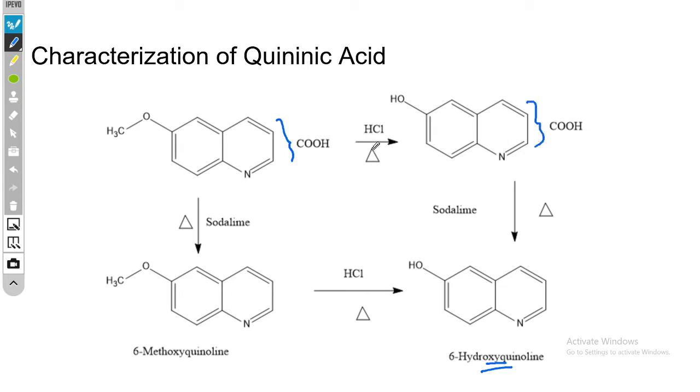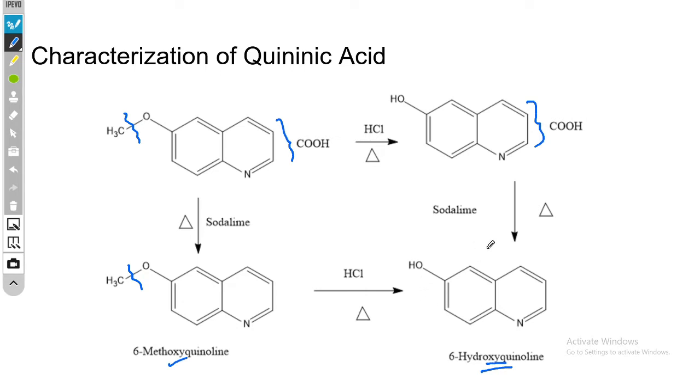Then when it is heated, this bond is hydrolyzed and it becomes OH. When it is again heated, the COOH group is decarboxylated. That is, one molecule of carbon dioxide is eliminated and forms 6-methoxyquinoline. Similarly, when it is first decarboxylated using soda lime, it gives methoxyquinoline. When it is hydrolyzed and heated in presence of HCl, this bond again hydrolyzed to form the corresponding OH group.